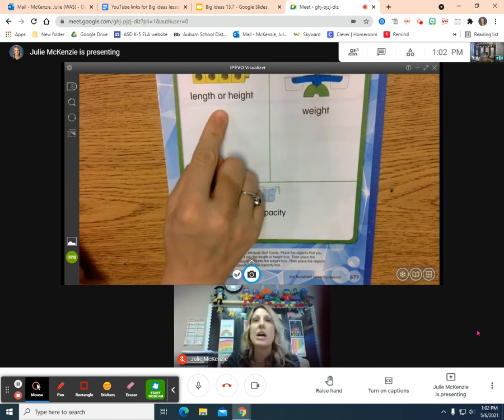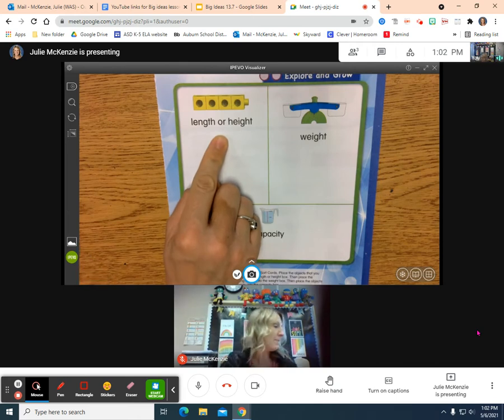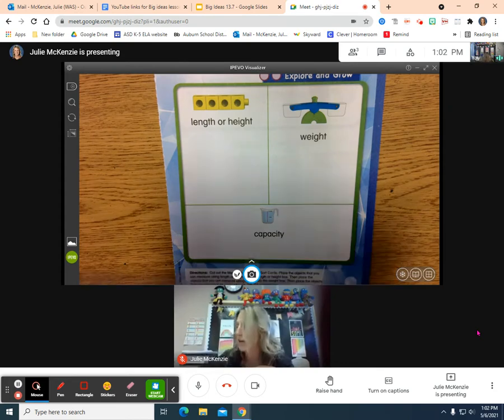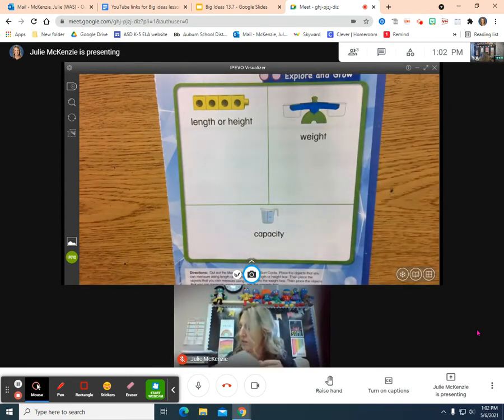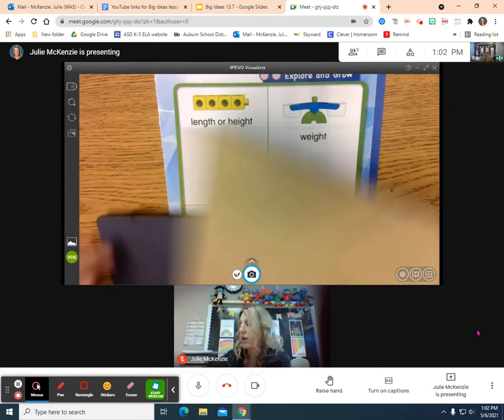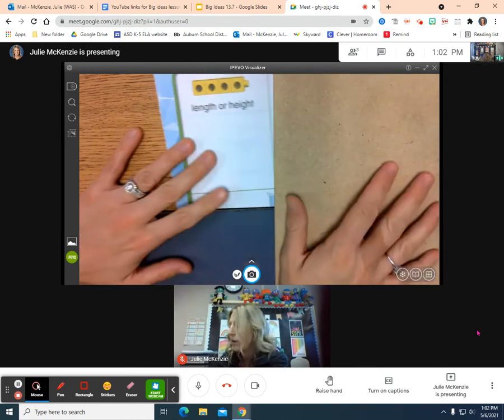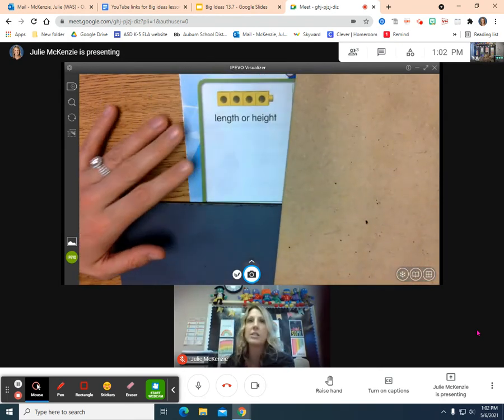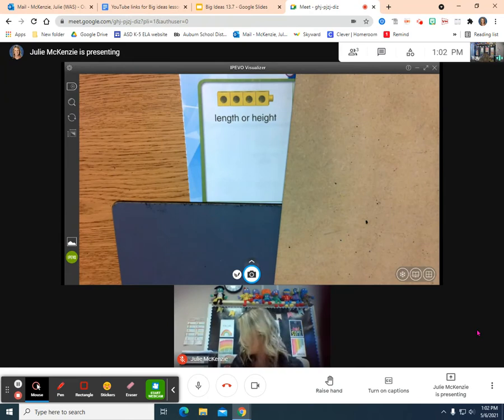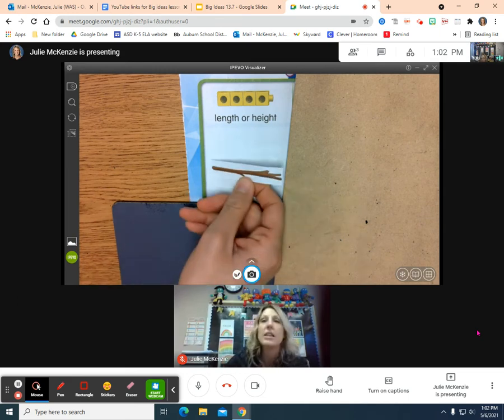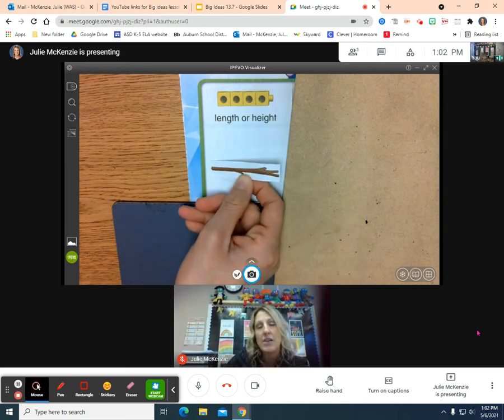Let's first talk just about length or height. Maybe I can cover up these other ones. I'm going to cover up capacity. I'm going to cover up weight. And we are just looking at height and length. You are going to show me thumbs up or thumbs down for each of these objects, okay? Can I measure the length or the height of a stick? Can that be measured to see how long it is? Thumbs up. Yes, it can.